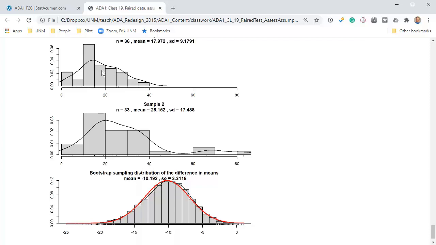And we do that over and over again. Draw a new sample, calculate the mean, draw a new sample, calculate the mean, calculate the difference in means, plot it down here. Do that a bunch of times. I think the default is 10,000 times. And you get the black curve overlaid on the gray histogram.